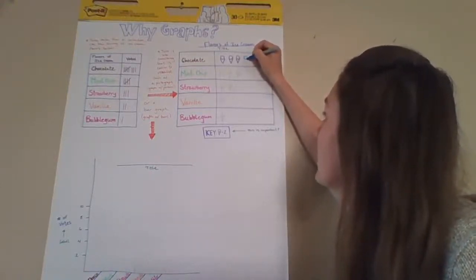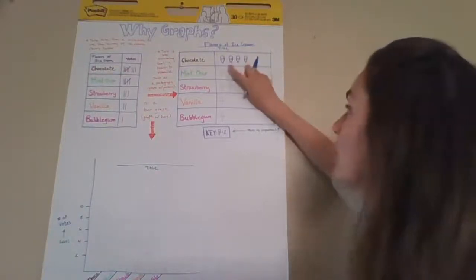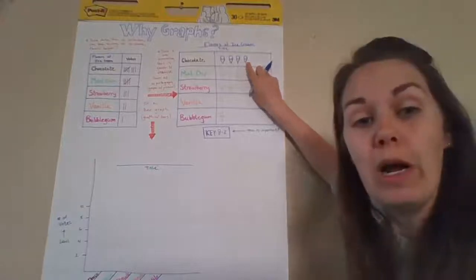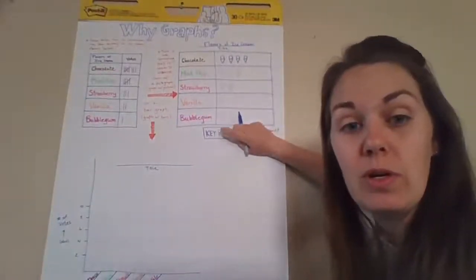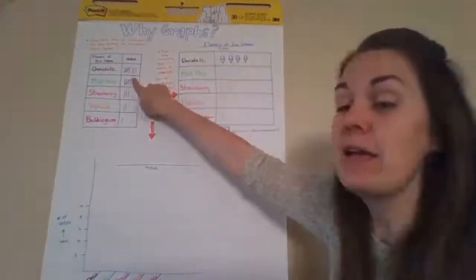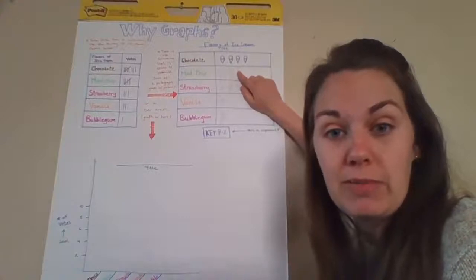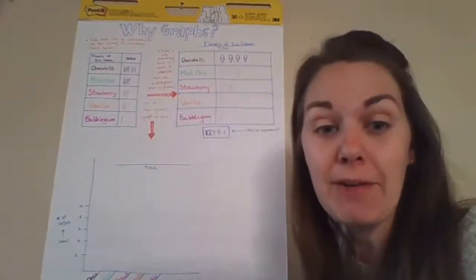And the last one would make it 8. So I drew 1, 2, 3, 4 ice creams, but because each ice cream represents 2 votes, I am representing my 8 votes with the 4 ice creams here. Mint chip has 5 votes.